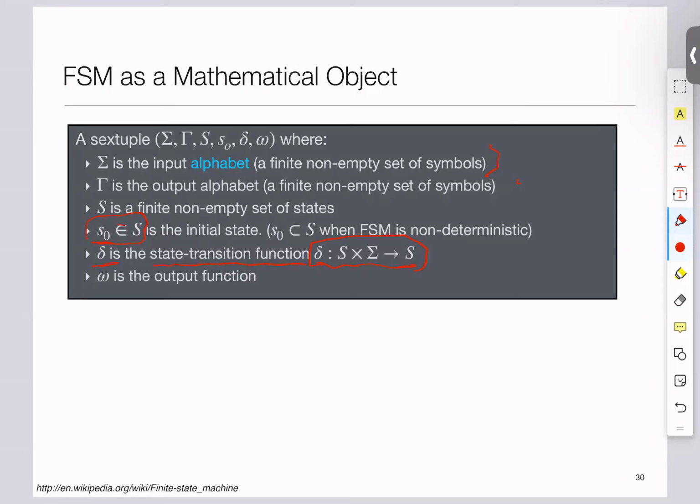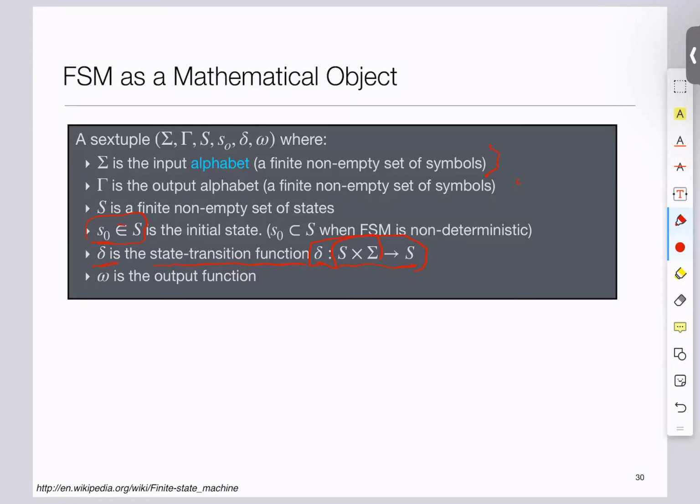Okay, so what it's saying is that delta provides a mapping. Yes, it's a mapping. So it's saying delta is a mapping which goes from the set which is the cross product of the set S and sigma.